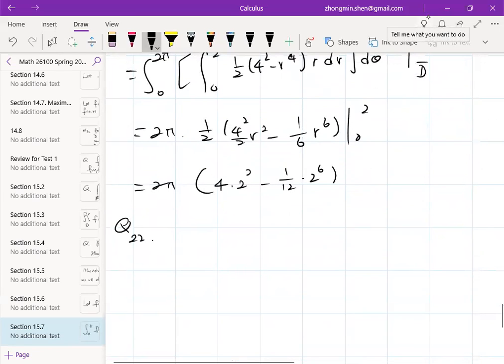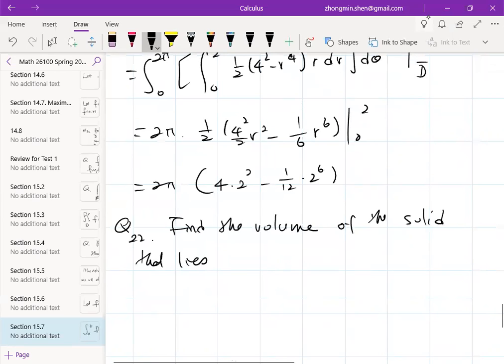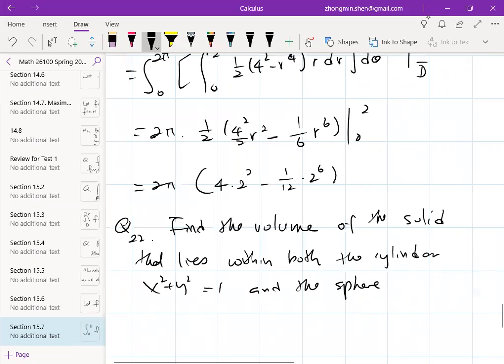Let's take a look at number 22. Find the volume of the solid that lies within both the cylinder x squared plus y squared equals 1 and the sphere x squared plus y squared plus z squared equals 4.